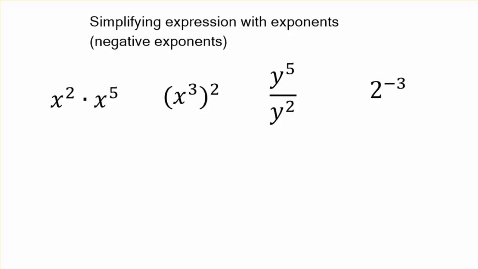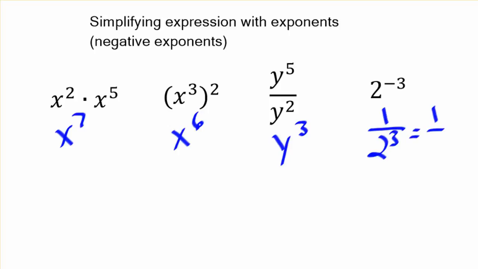I'm going to teach you how to simplify expressions with exponents. And here's some examples down here. Now, by the end of the lesson, you'll be able to just look at these and write down the answer. This one's just going to be x to the 7th. This one's just going to be x to the 6th. Here you look, it's just y to the 3rd. And this negative exponent just becomes a fraction. It's 1 over 2 to the 3rd. Of course, 2 to the 3rd is 8, so the final simplification is 1 over 8.